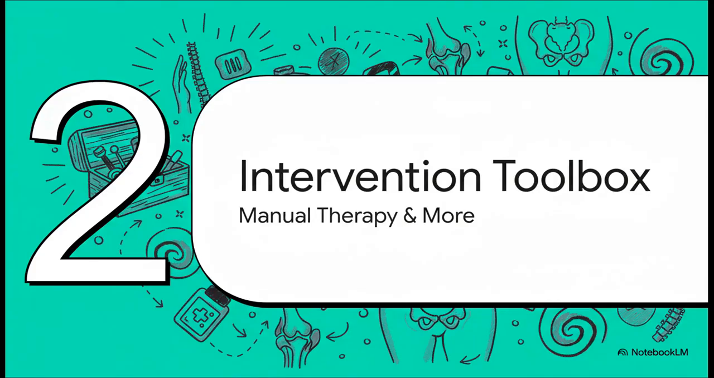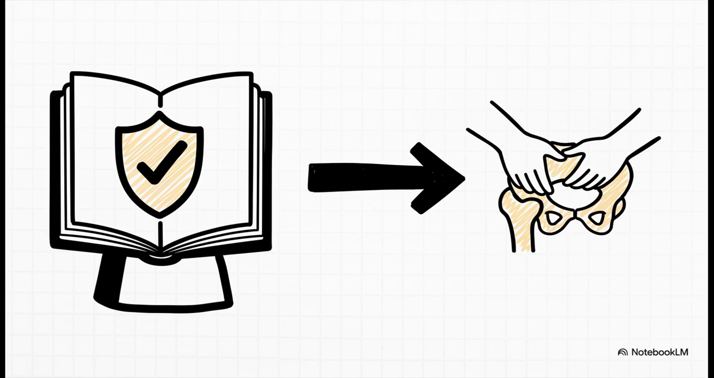Okay, so we've got our philosophy locked in. Now let's start filling up that intervention toolbox. We're going to systematically go through the evidence for all the stuff we use day in and day out. Manual therapy, flexibility, the whole shebang. So when we're talking about manual therapy for the hip, you've got to start where the evidence is the absolute strongest. And where do we find that?